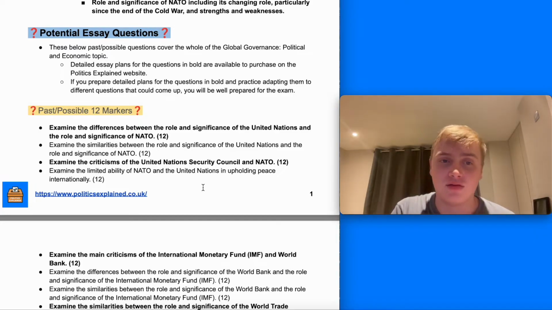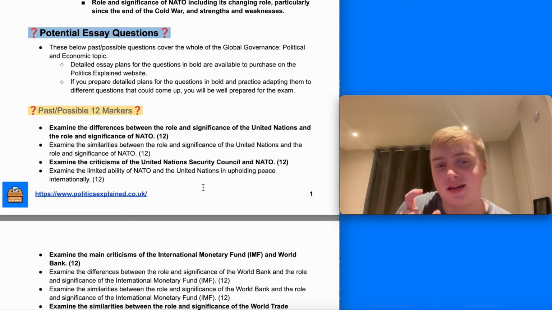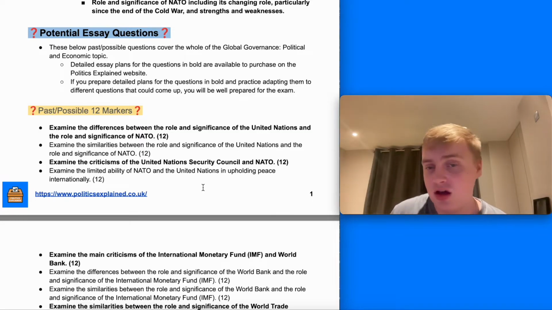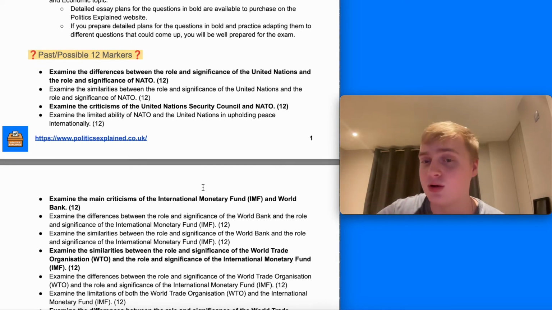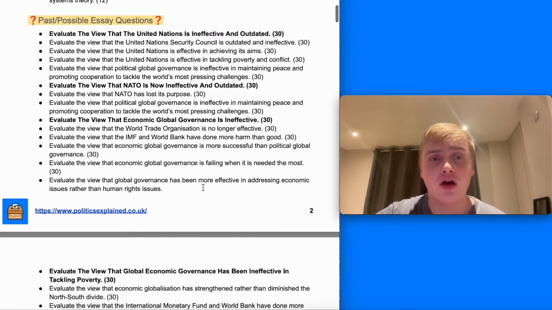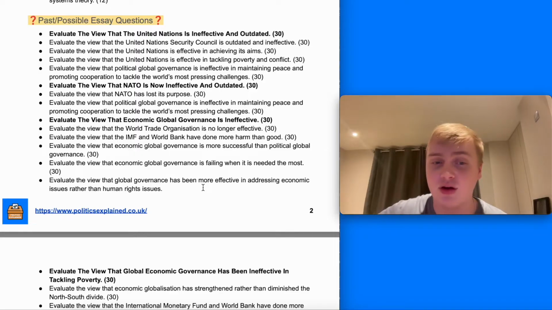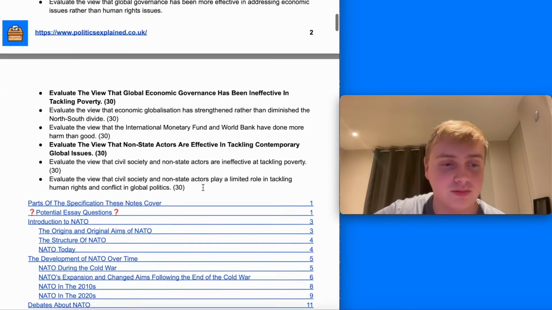So these cover the whole of topic 2, global governance, political and economic. In terms of ones that include NATO, it's often going to be a comparison, I think, to the United Nations. With NATO in terms of the 12 markers, where the differences, similarities, criticisms, shared criticisms, but you could get it compared to another international institution as well. In terms of those 30 markers, there could be a general question on the effectiveness of global political governance, but you could also get one just on NATO. So, evaluate the view that NATO is now ineffective and outdated, for example, and that's the one I've planned.